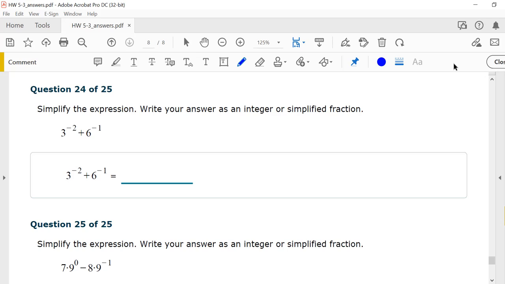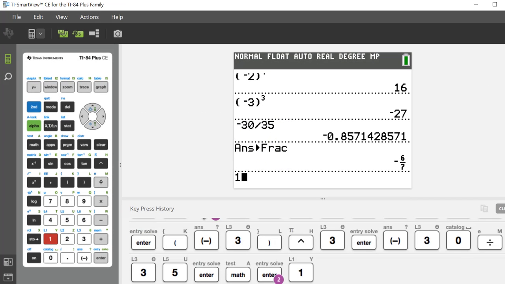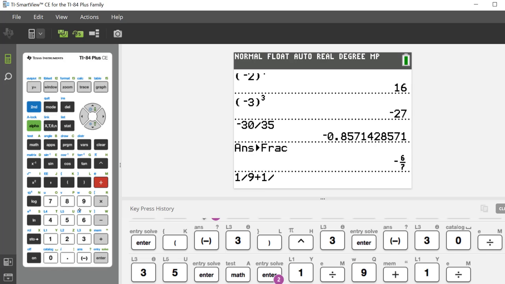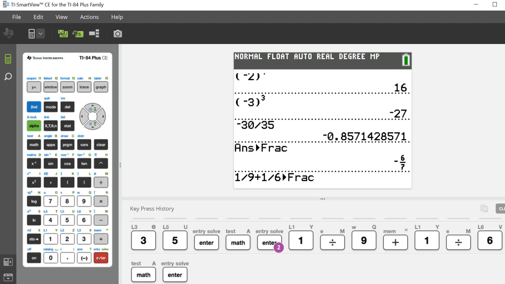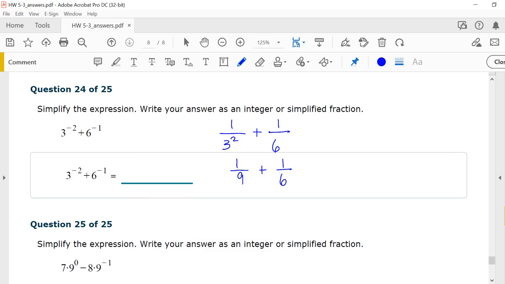24. 3 to the negative 2 plus 6 to the negative 1. 3 to the negative 2 is 1 over 3 squared, plus 6 to the negative 1 is 1 over 6 to the 1. So we have 1/9 plus 1/6. I'm just going to go straight to the calculator. 1/9 plus 1/6 as a fraction is 5/18.